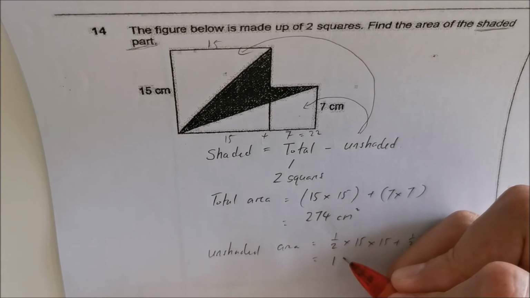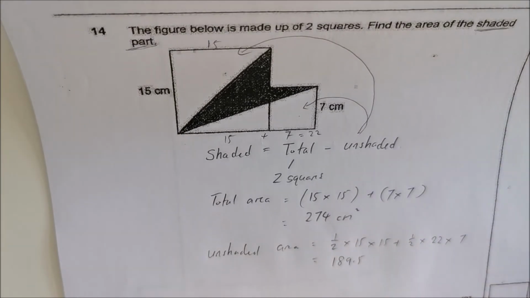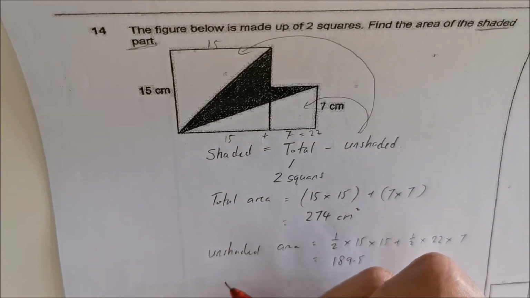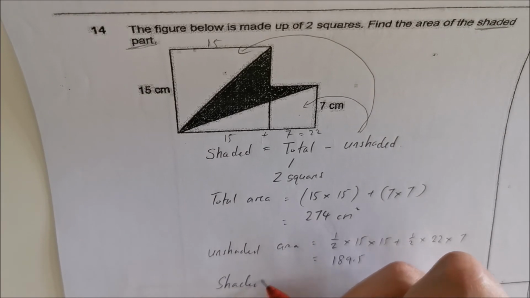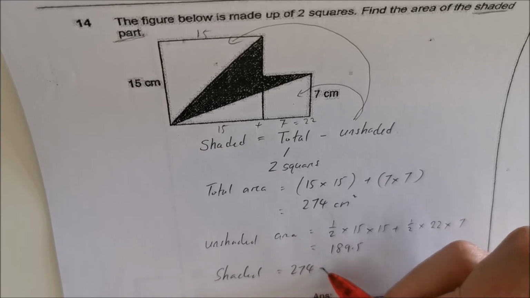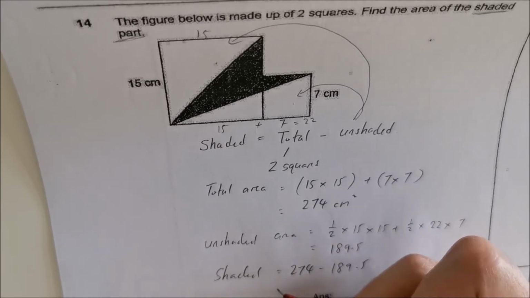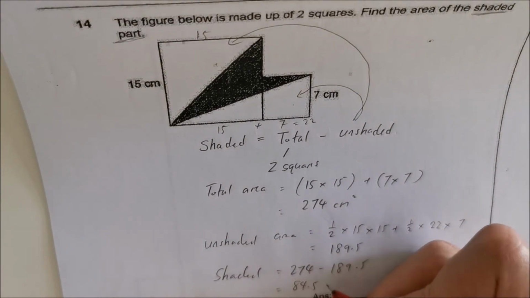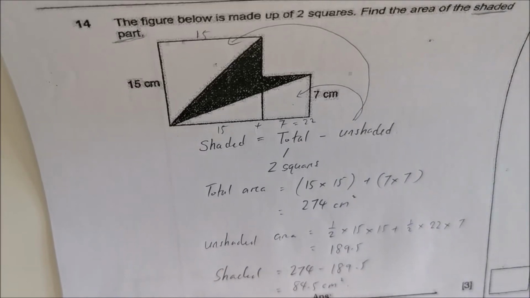I will have 189.5, so I have a decimal. But if you have a decimal, it's perfectly alright, okay? Don't worry. So at the end, guys, we just need to find the shaded. The shaded, isn't it just, we take the total, which is 274 minus 189.5, and I'll get the answer as 84.5 cm squared. Okay, that's it.